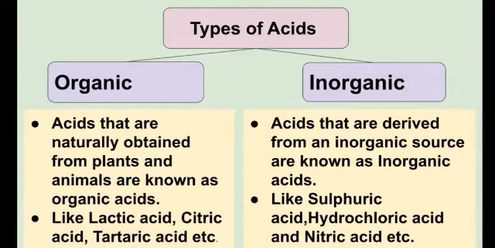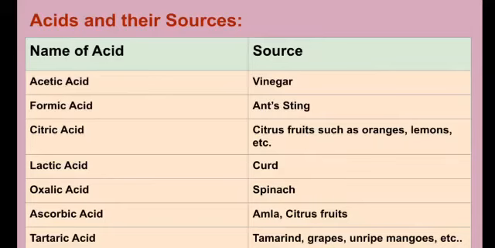And acids that are derived from inorganic sources are known as inorganic acids, like sulfuric acid, hydrochloric acid and nitric acid, which are made in the laboratories. Correct? Now we will talk about some acids which are very important for exam purposes. So, name of the acid and their sources.